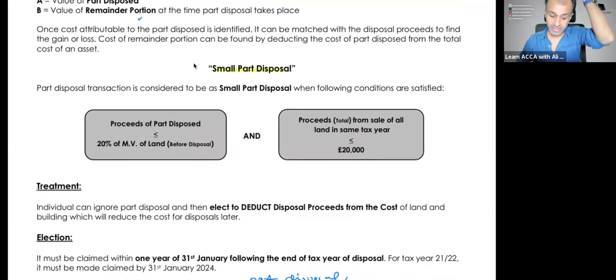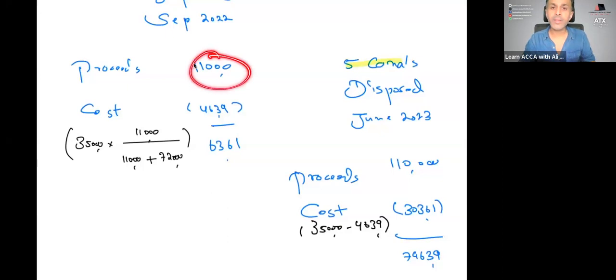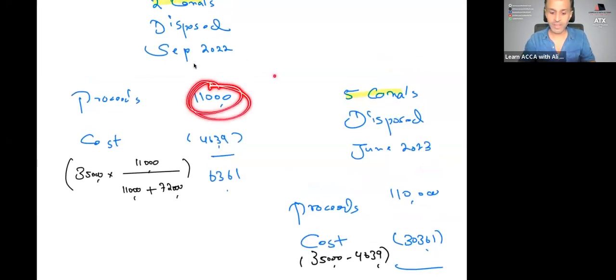The first condition says that your disposal will be classified as a small part disposal only when the 2 conditions are satisfied together. The word "and" has been used in between. The first one says that the proceeds of the part disposal have to be less than or equal to 20% of the market value of the land before disposal. So I will check whether the proceeds of the part disposal are less than or equal to 20% of the market value of the land.